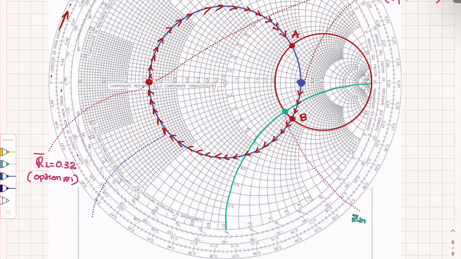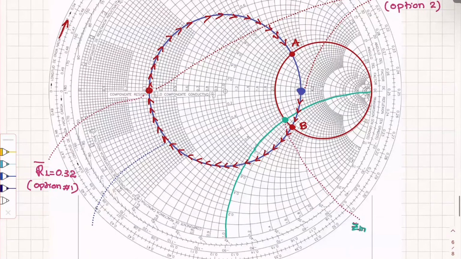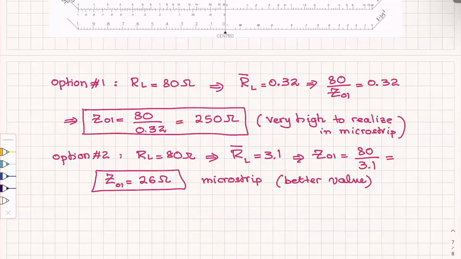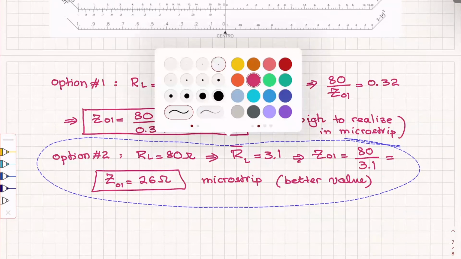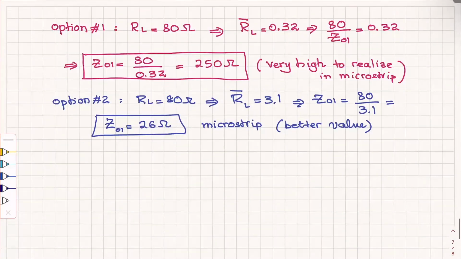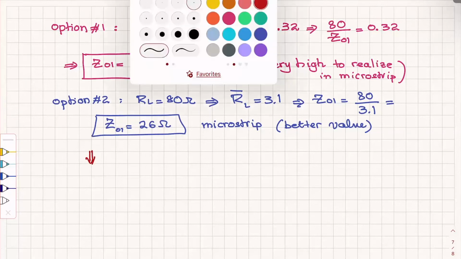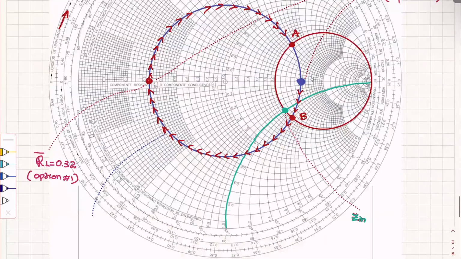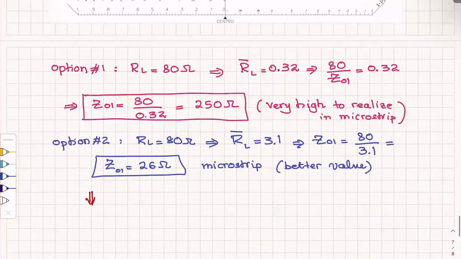So I go from my RL, option 2, that's the option I'm selecting. I will make it in blue, all right? And then from here, I can move along the line to point A or point B. So I move along the line to point B.